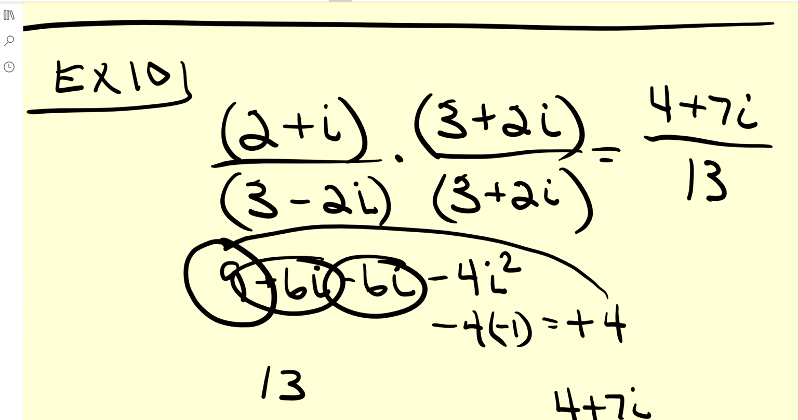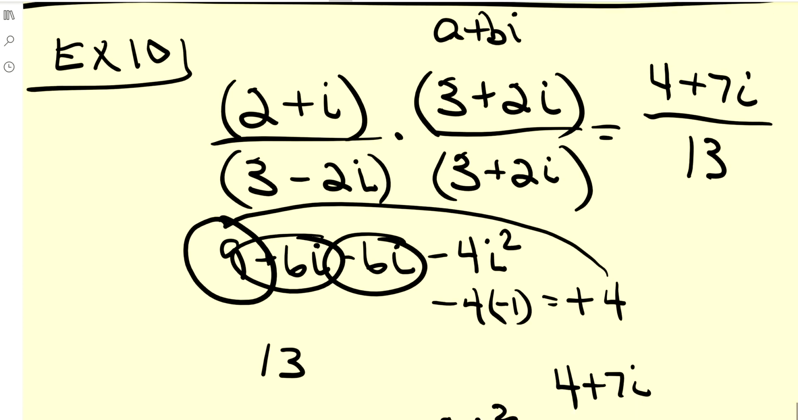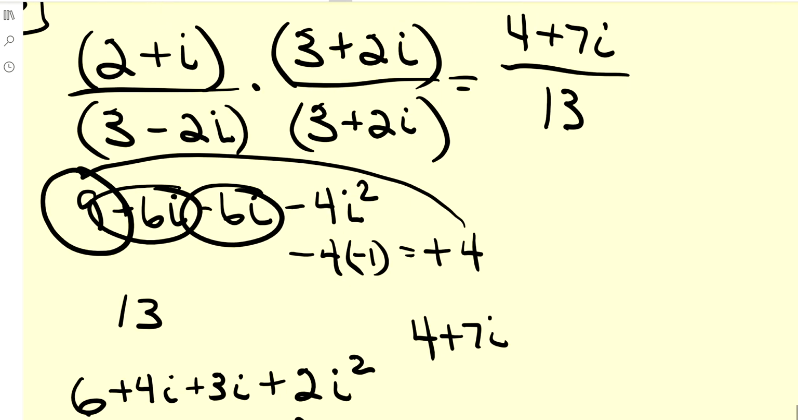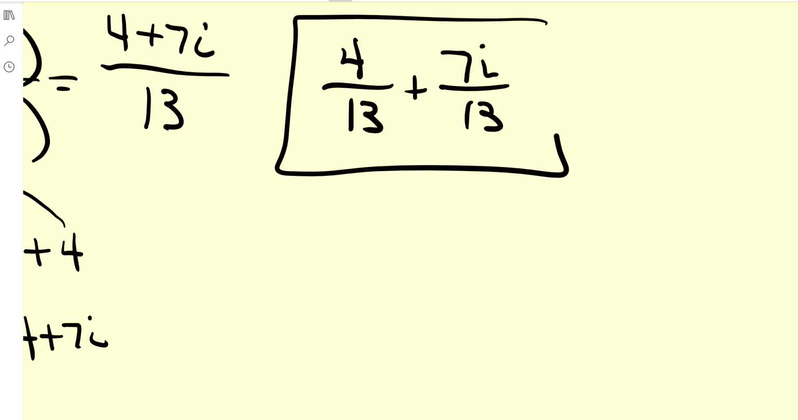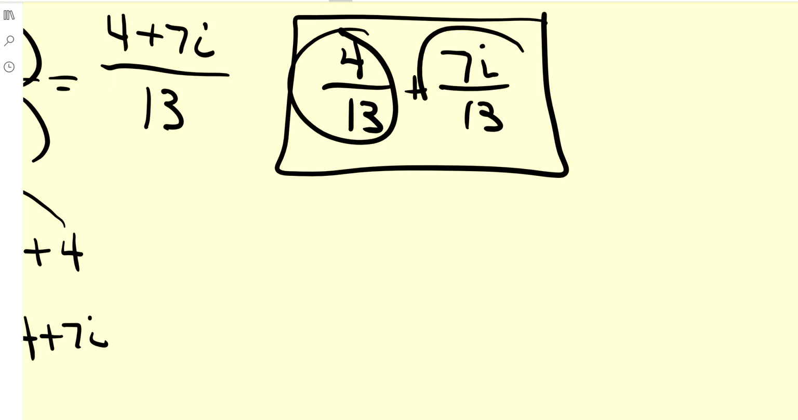and there's just a minor problem with the way I'm writing this answer. 4 plus 7i over 13 is not written in the a plus bi form. So I have to rewrite that with the 13 under each of the terms in the numerator. I'm going to have 4 over 13, which is the real part, plus 7i over 13. And there's the answer in complex form: the real part, the imaginary part.